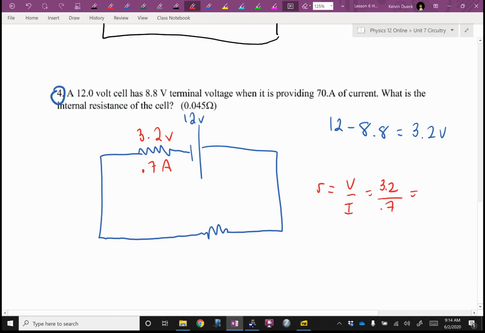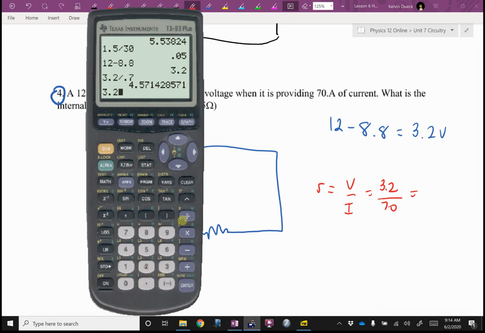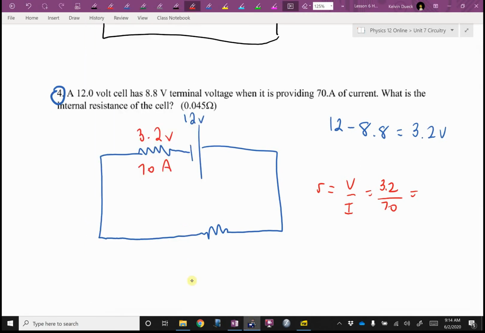Sorry, not 0.7 amps, 70 amps. Didn't even read the question right. How did I miss that? 70 amps. So it's going to be 3.2 divided by 70, which gives me 0.046 ohms, not 0.045. I'll fix that in the answer key as well.